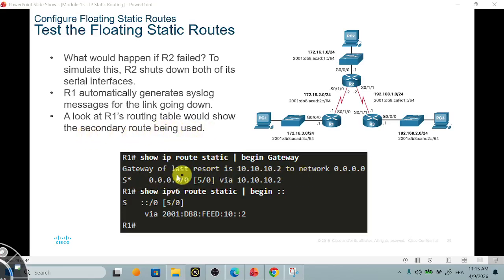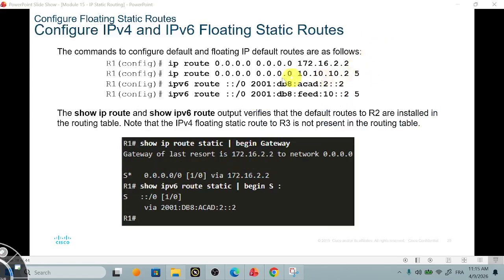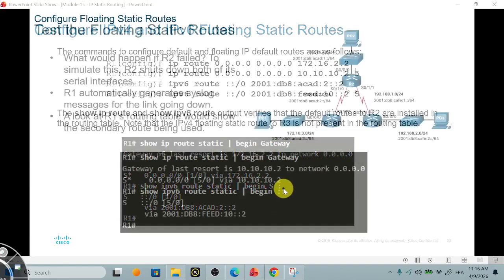A look at R1's routing table would show the secondary route being used. This is the default static route. It will use this one, and this one for version 6, that we have configured already, right? So it means that he's trying to say to you in this slide, if I am using this router and it has gone down, it will use the default static route. That's it. And you see the value becomes 5. It means that it becomes the second address.